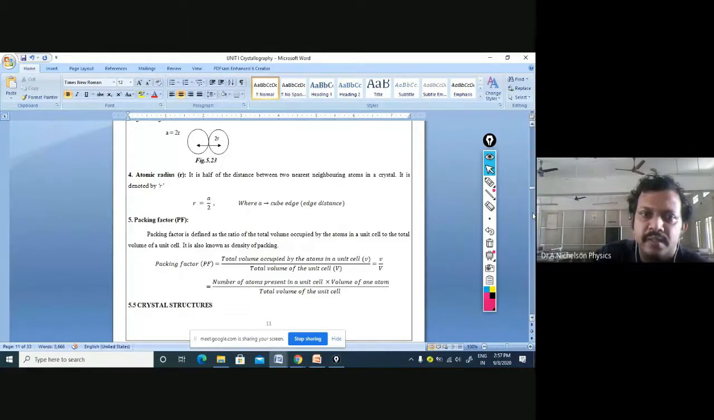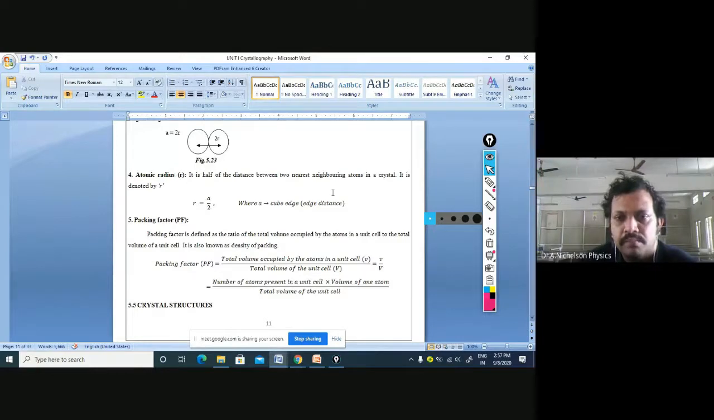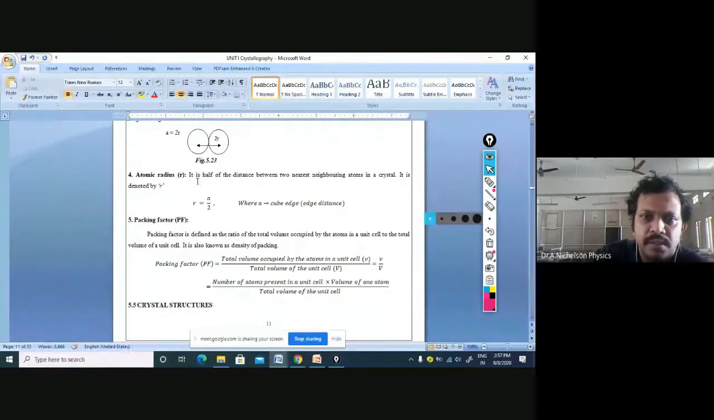Okay, next atomic radius. Atomic radius is just half of the nearest neighboring distance. Okay, so you got the value 2r. It is mentioned by a. Here atomic radius, r is equal to a by 2. Here you can see, this is the nearest neighbor distance. Half of this gives the atomic radius.